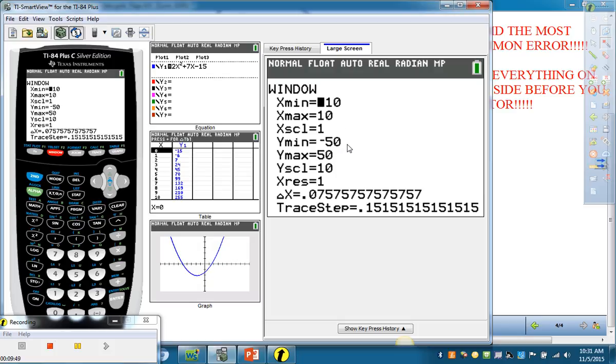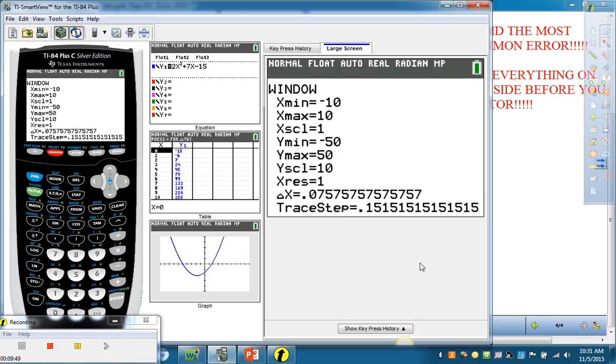So I know negative 15 is my y-intercept, and I know my vertex is going to be lower than that, so I went a long way lower. I said, let's make my y-min, which is the lowest value of my y on the screen, negative 50, and my y-max 50. And then I made my scale. The scale is what each tick mark is worth, and I made that 10. You don't ever have to touch x-res, delta x, or trace steps.